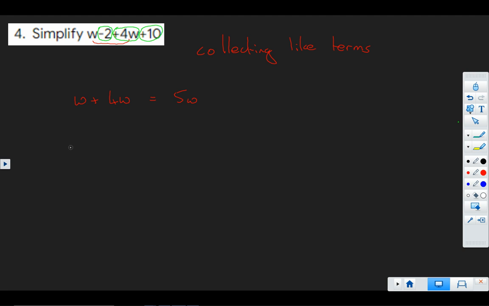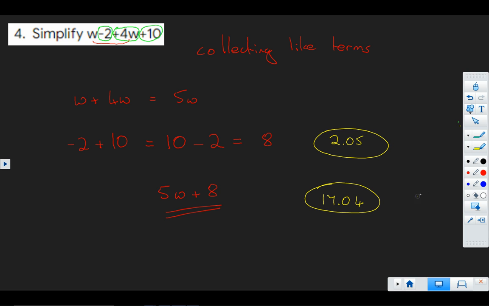So as far as the numbers are concerned here, we have -2, -2, to which we add 10. Now, we can do addition whichever way round we want. So that actually is the same as 10 minus 2, which is 8. So in total for our expression, we have 5W plus 8. Nuggets to go and practice here are 2.05 in relation to just checking our negative number arithmetic, and 17.04 in relation to collecting like terms.